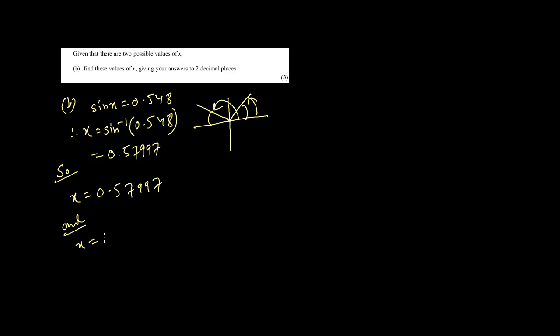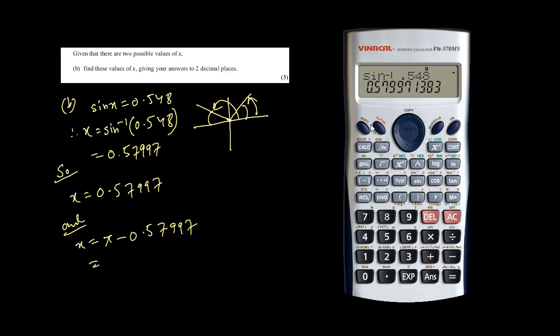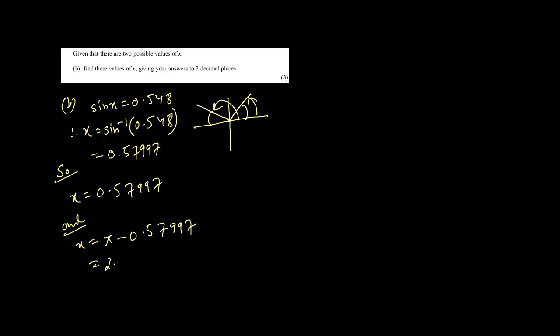pi minus 0.57997. Remember pi is 3.142 minus the answer that we got, so that is going to be 2.5616. So we got 2 values, so the answer is going to be x equals, to 2 decimal places, the first one is 0.58, 7 becomes 8 because of 9, and the second one is going to be 2.56. Now you can either give the little c sign for radian, or even if you don't give it, that's fine as well.